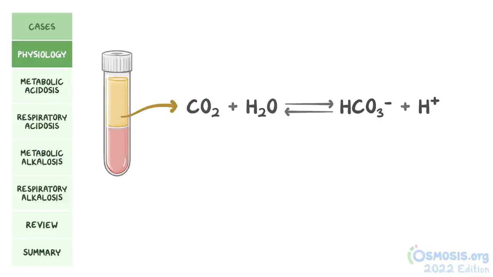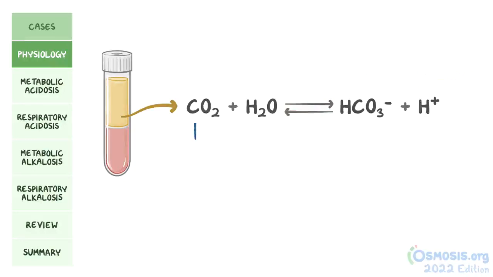So let's say that bicarbonate ion levels decrease for some reason. In this case, the equation shifts to the right and more bicarbonate and hydrogen ions will be produced, and as a result, the blood becomes more acidic, so pH levels decrease. On the other hand, if bicarbonate levels rise, less hydrogen will be produced and the pH rises.